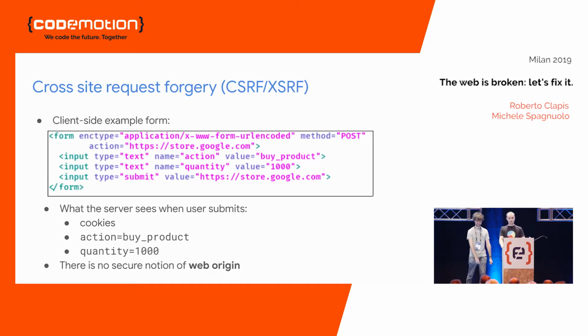For example, cross-site request forgery. This is a form that could be in your application and that submits some data to your server. Your server is going to get a payload that just tells it the cookies, because the browser is always going to add the cookies for the destination, not for the source, the action, and the quantity. So in this case, your server has no way to determine if this comes from your site or another site that is just trying to exploit the fact that the user has a cookie for your service.